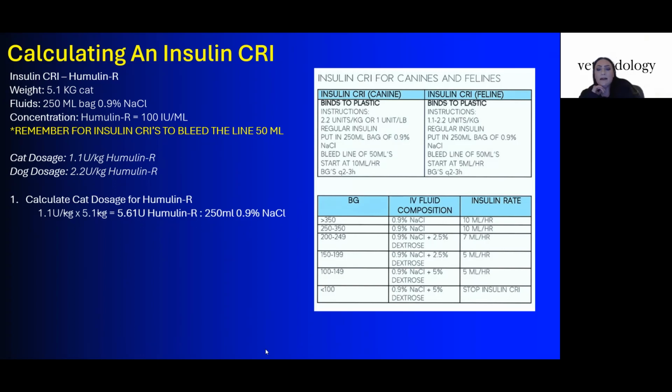So this is a chart basically from my book, The Veterinary Technician's Guide to Emergency and Critical Care, about insulin CRIs, reminding you of all of these things, as well as the BG ranges and the insulin CRI rates, and when to institute different dextrose concentrations.